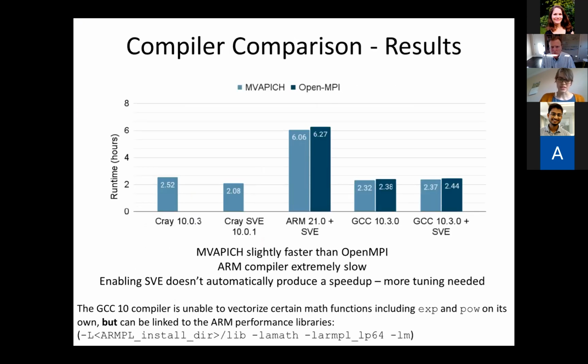So what we found is that for our application, the ARM compiler is almost 3 times slower than the other two. We also found that enabling SVE doesn't automatically produce the speedup that we were hoping for.